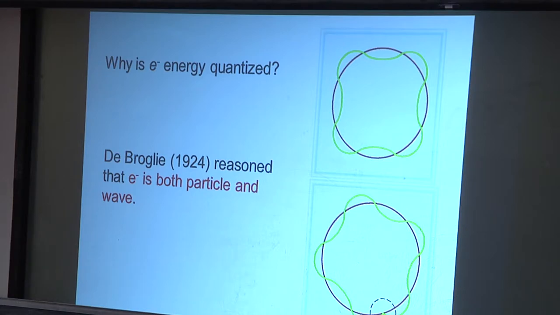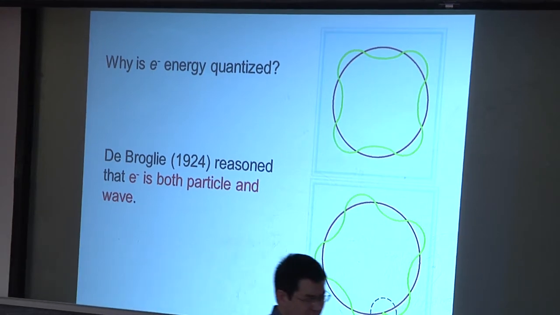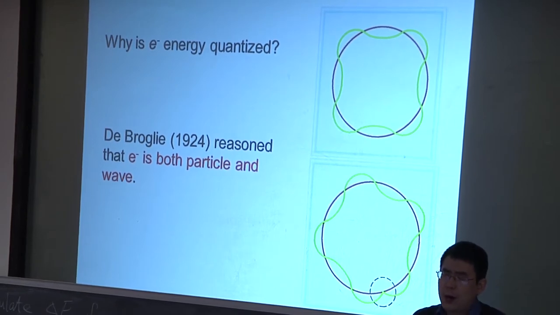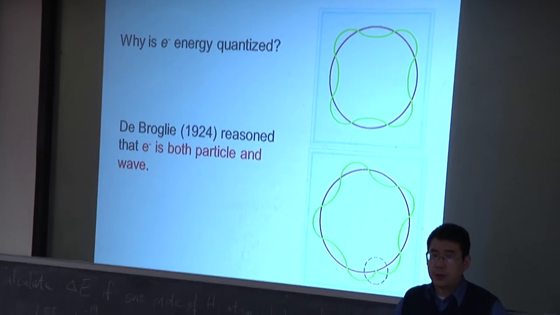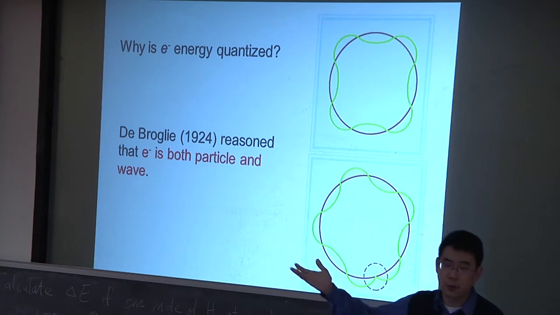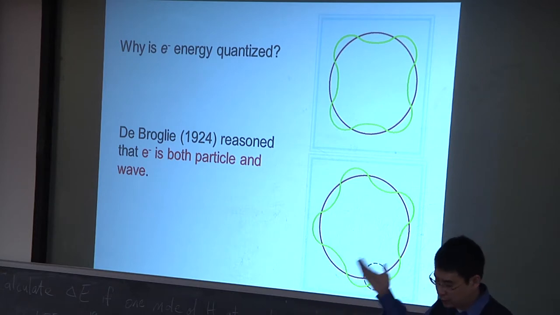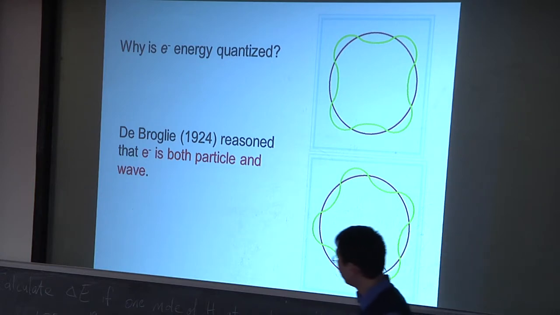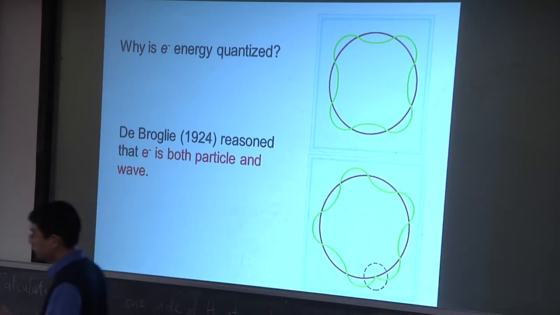De Broglie, 1924, so this is about 10 years later, he said, okay, can we imagine, well, why is the energy of electrons quantized? Right, so it is. It has specific values that can exist, but why does that have to be so? It wasn't immediately understandable. Why, right?